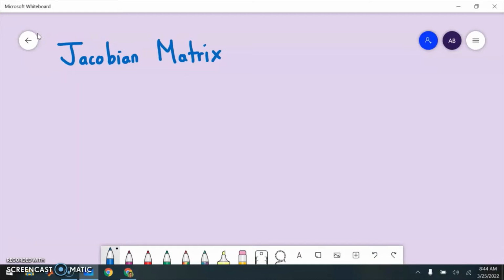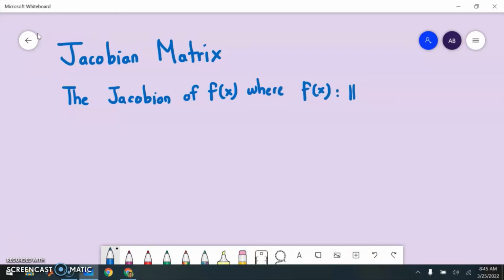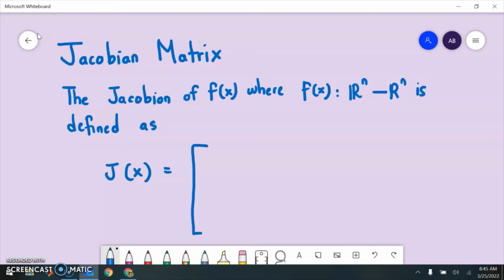So let's say we have a function f(x). For a given function, let me just write it, the Jacobian of f(x), where this function is in real space, is defined as follows. So this is the definition for the Jacobian function or Jacobian matrix.